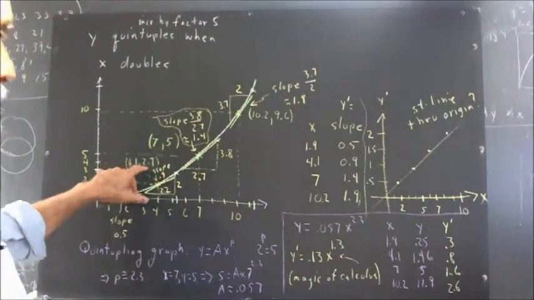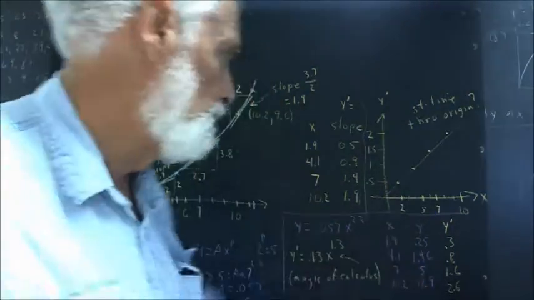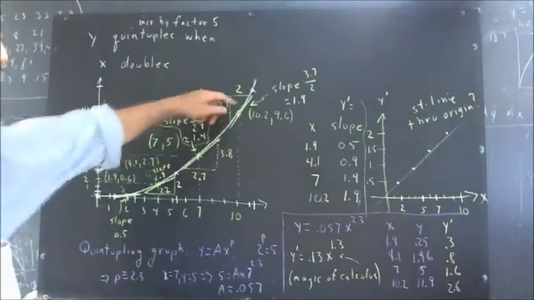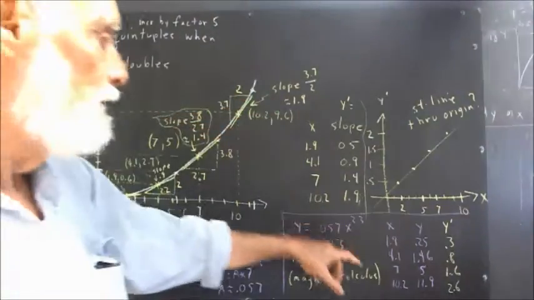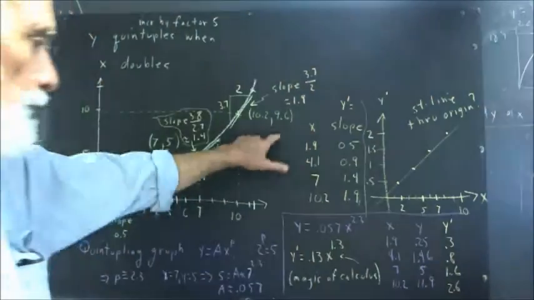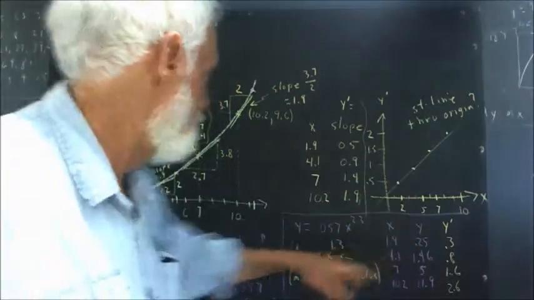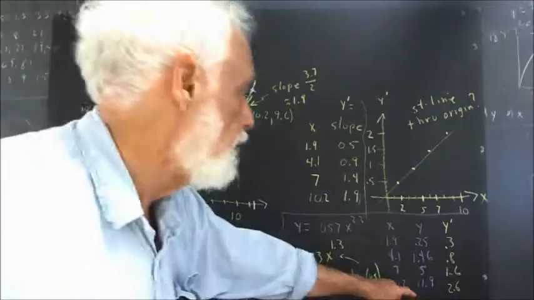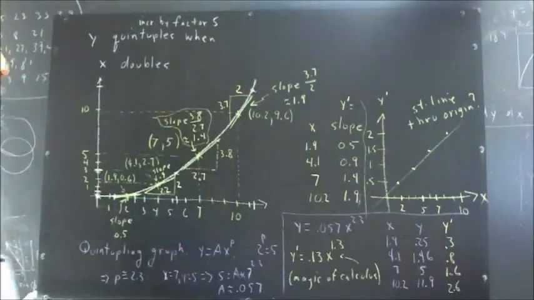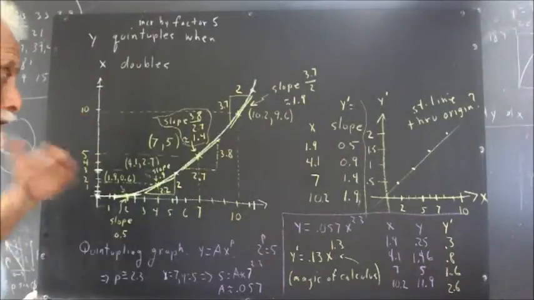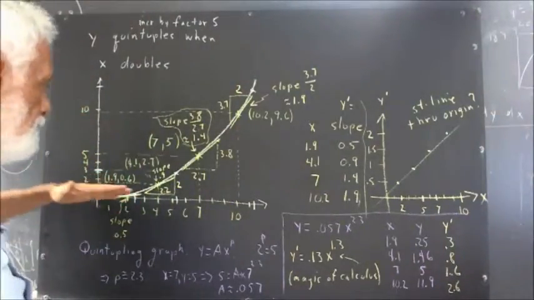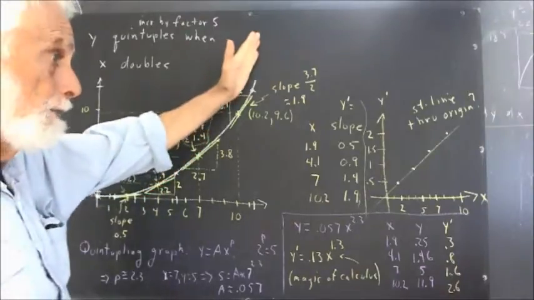The value for x equals 4.1 is quite a bit low. It should be 2.7, it's 1.46. The value at 10.2 is much higher here than it is here. So this value is lower than this one. This value is higher than this one, which means had I constructed a good quintupling graph, it would have dipped down more here and gone up steeper here.